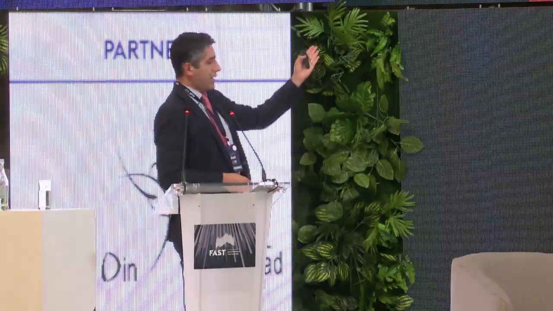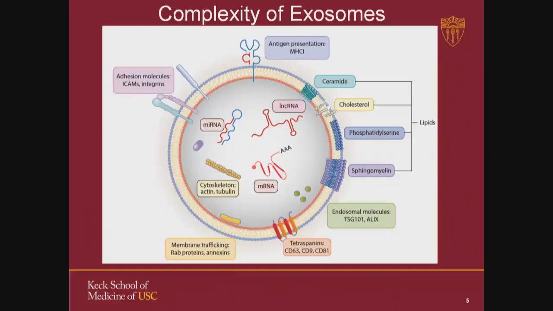So on this slide here, it just shows the complexity of exosomes. And I don't want to go through every single piece, but rather just show that exosomes are complex. They can contain lots of different transmembrane molecules like you see at the bottom in yellow and red, like the tetraspanins. They contain a lot of different endosomal molecules. They have a whole bunch of different types of lipids like phosphatidylserine, cholesterol, ceramides. There are multiple different RNA molecules, and there are all sorts of cytoskeletal molecules like actin and tubulin and various adhesion molecules like the ICAMs, integrins, etc.